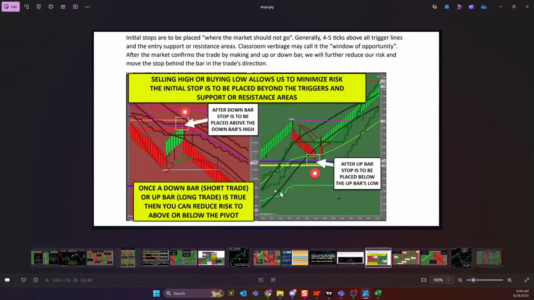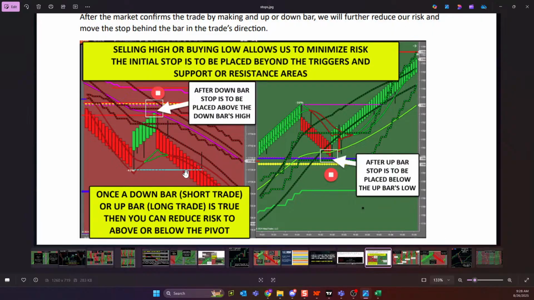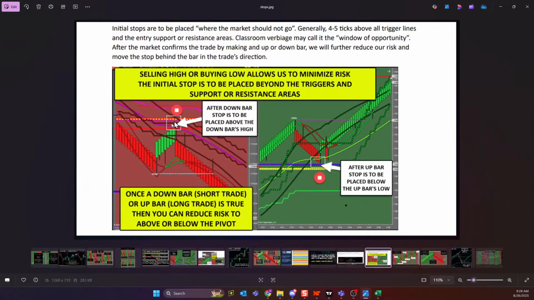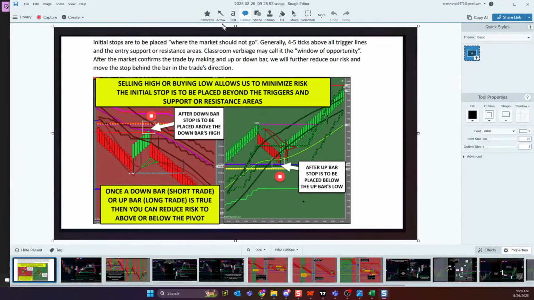And because you can define where the market is most likely to retrace, because you can define where the market is most likely to continue, you know exactly where your stop goes for this high probability trend trade. The initial stops are to be placed where the market should not go, 4 to 5 ticks beyond those trigger lines, guys. And I'm going to let you in on a secret. Don't tell the other kids.